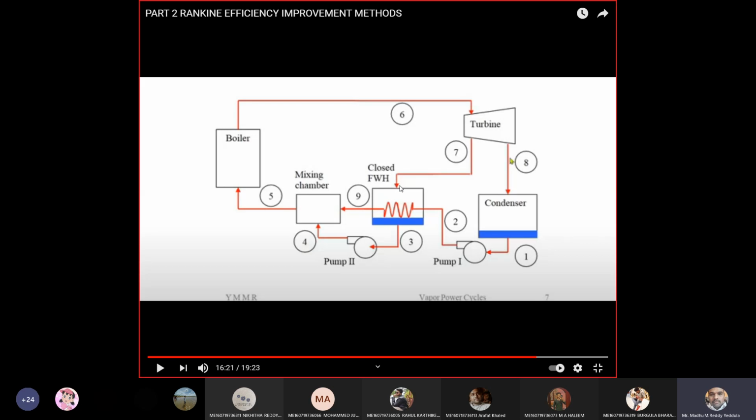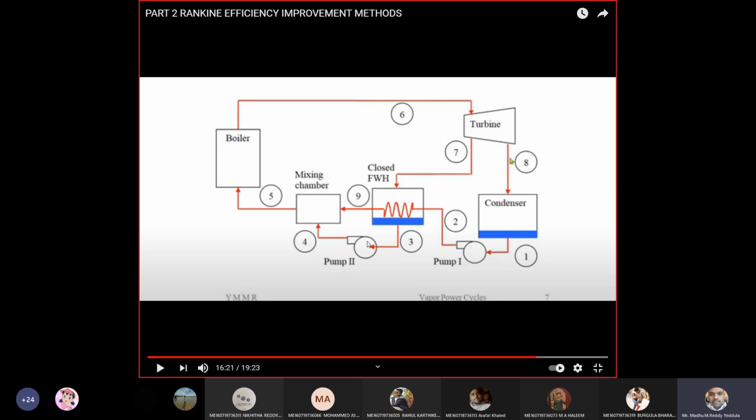So due to that, what will happen? Heat transfer will take place. Therefore, the steam will be condensed, and that condensed liquid will settle at the bottom. This one we can send to the boiler. Before sending to the boiler, we send it to the mixing chamber by using the pump. Okay, so this is the difference between open type and closed type feed water heater.